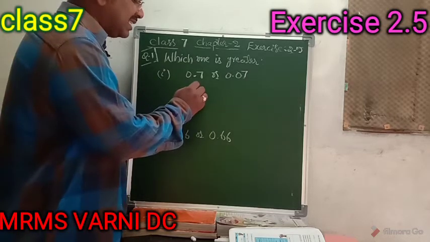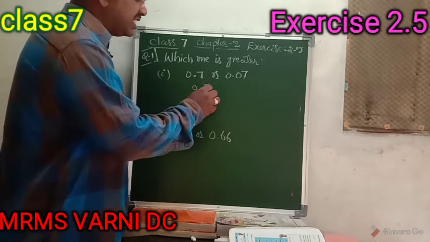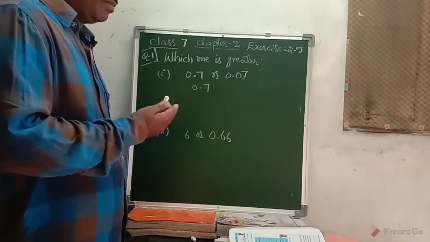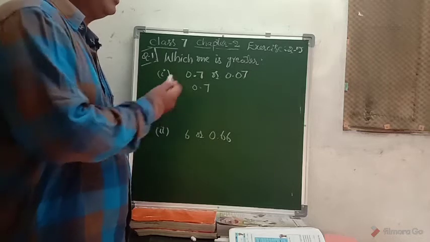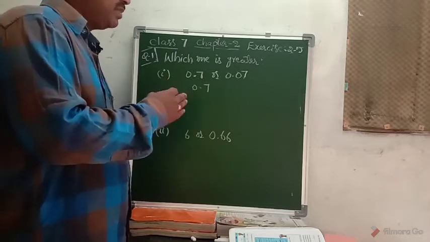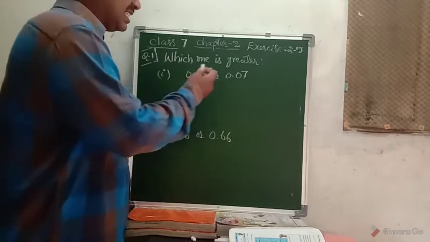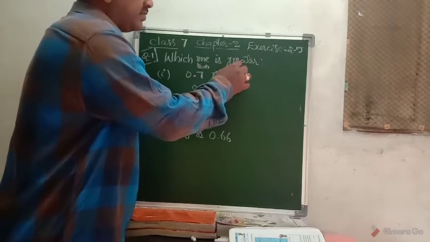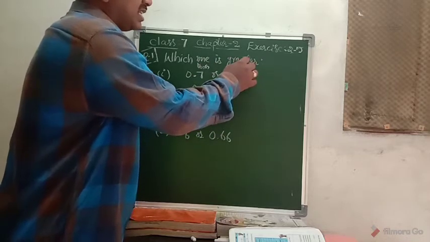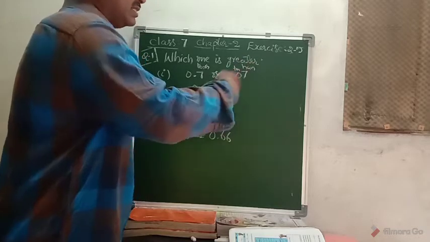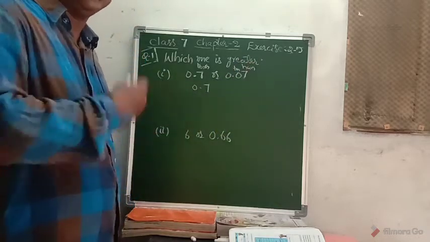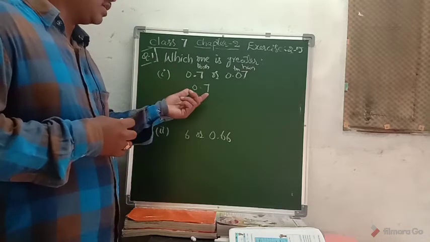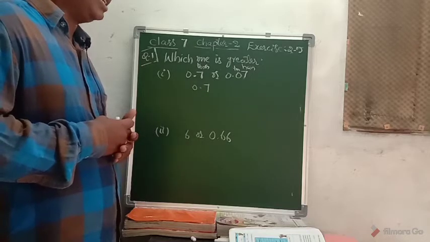First of all, write these two numbers matching the decimal point. You know the decimal point. To divide the number into the whole number part and decimal part, we use the decimal point. Immediately to the right of the decimal point is the tenth place, immediately right of the tenth place is the hundredth place, and then right of the hundredth place is the thousandth place. We learnt this in the previous session, and using that knowledge, we compare 0.7 and 0.07.